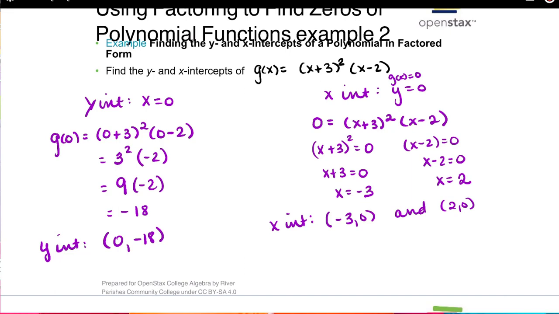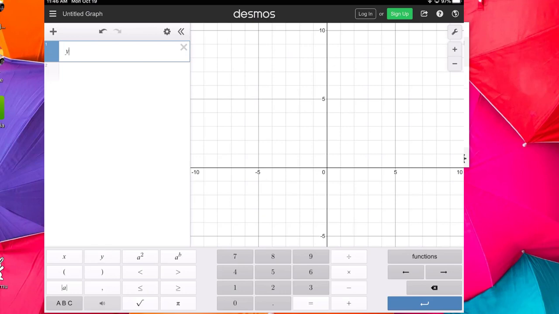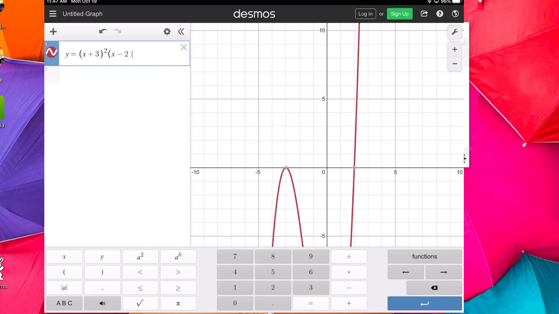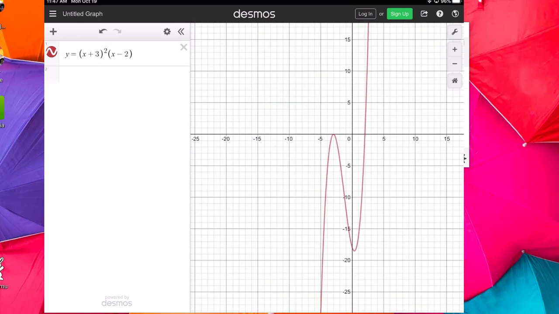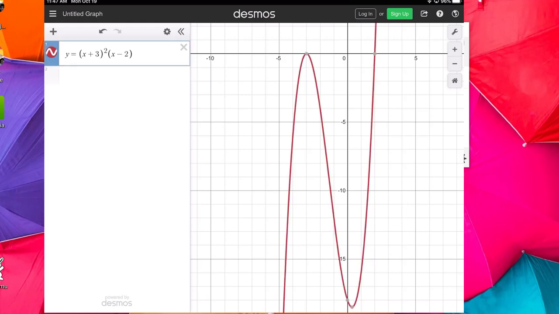Let's look at Desmos. I just want to show you that Desmos is pretty awesome. So if I put in y equals x plus 3 squared, x minus 2. Alright, so you can see these points. You can see here's one point, -3, 0. Here's 2, 0. Those are the x-intercepts, and then you can see the y-intercept is 0, -18. So the same thing that we got, and you can zoom in on the different pieces so that you can get a better look.